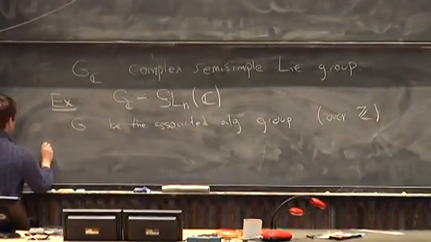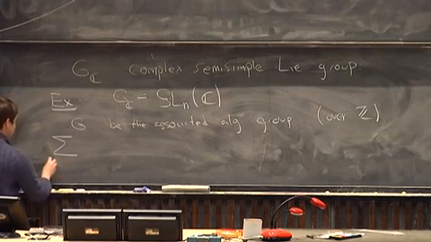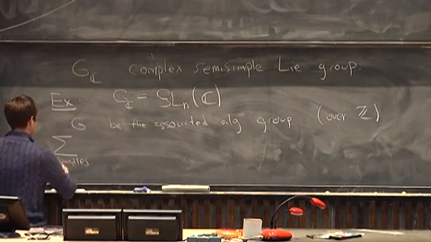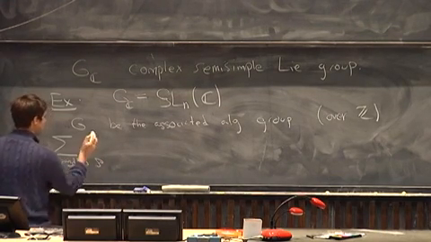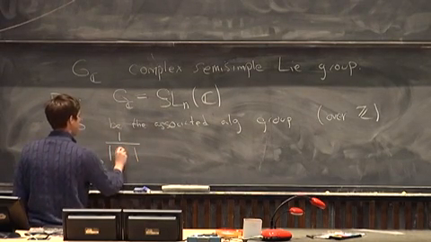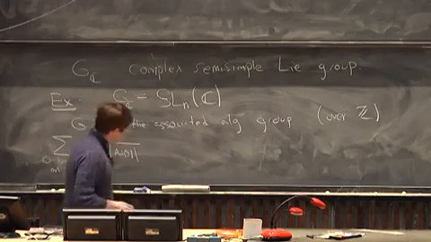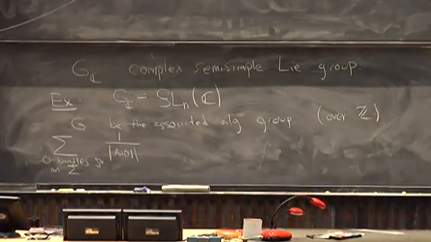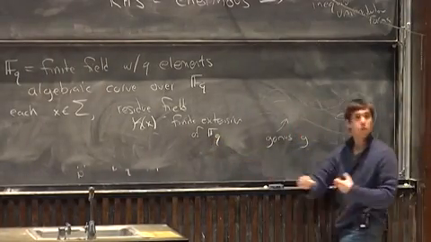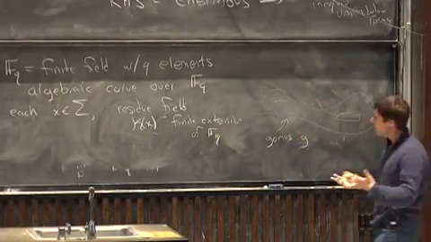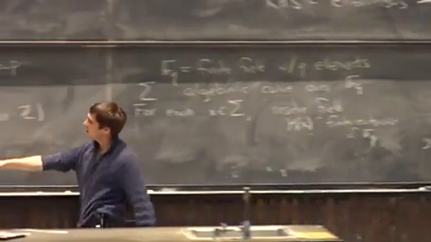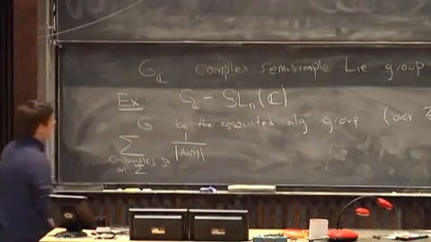So consider the following sum. This is the sum over G bundles on sigma. Let me call my G bundle script P, of 1 over the size of the automorphism group of P. So if you have a G bundle over this algebraic curve over F_q, it will always have a finite automorphism group just coming from the finiteness of this field F_q. So each of these individual numbers is well defined.